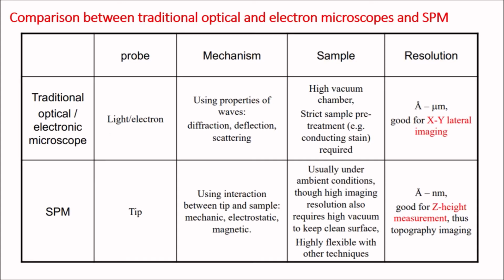A comparison between the traditional optical and electron microscopes and SPM is given in this table, and you can see that SPM is not just superior in high resolution imaging, but more importantly it can target and manipulate just one atom or molecule. SPM provides the highest possible resolution in the imaging of nanoparticles and nanostructures.